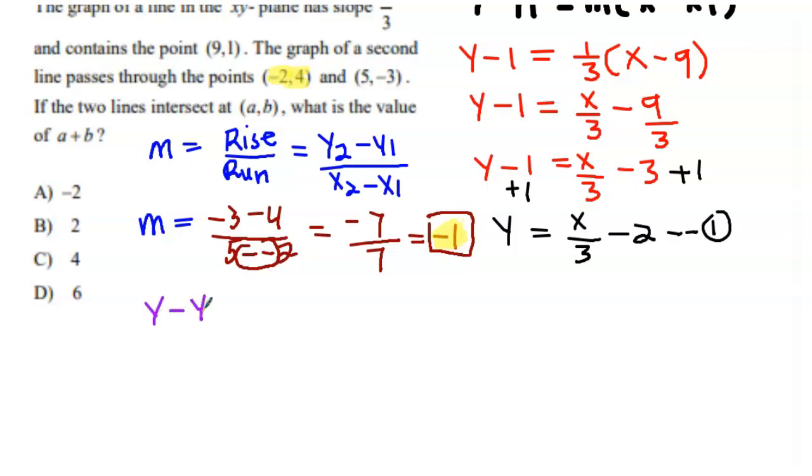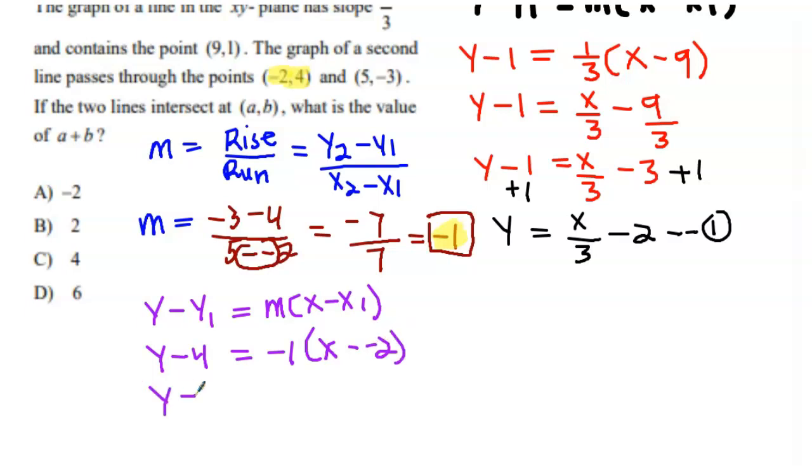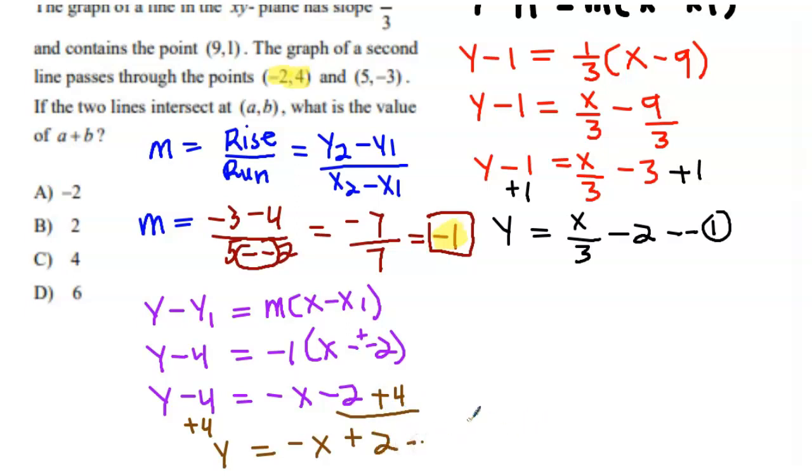We're using y minus y1, the point-slope form, whereby we are using this point. So it's y minus 4 equals the slope that we got, which is -1, times x minus -2. -1 times x becomes -x, and here, remember, it turns into positive, so negative times positive brings it to -2. Now I want to isolate the y, so we add 4 to both sides. So here will give us y equals -x plus 2. So this is equation 2.